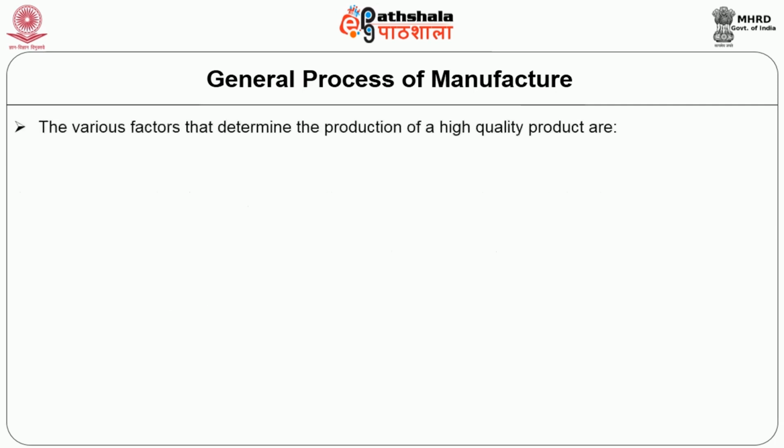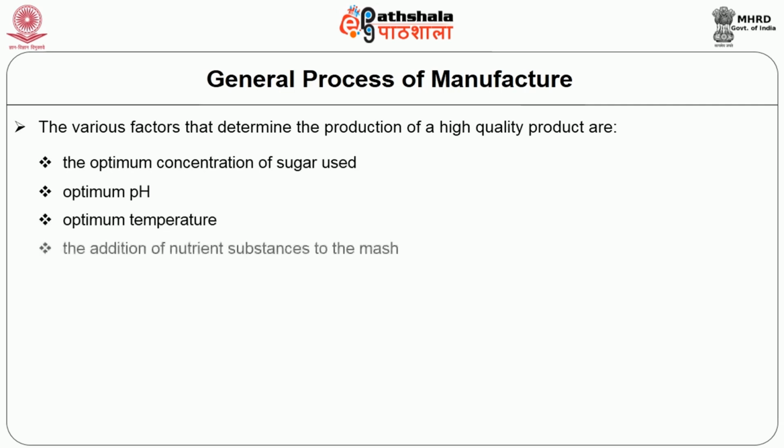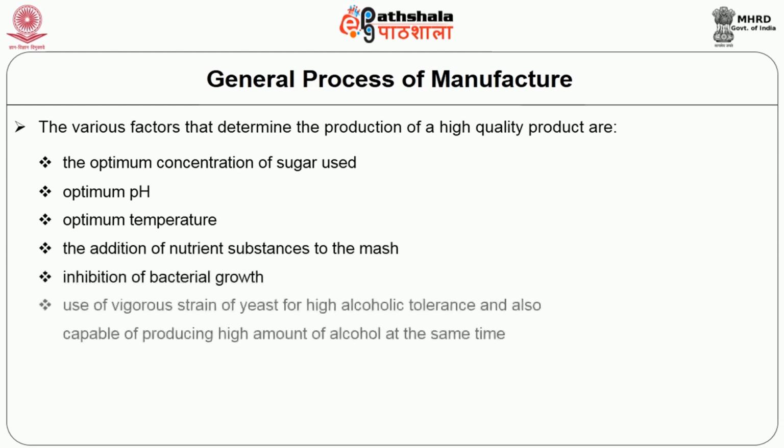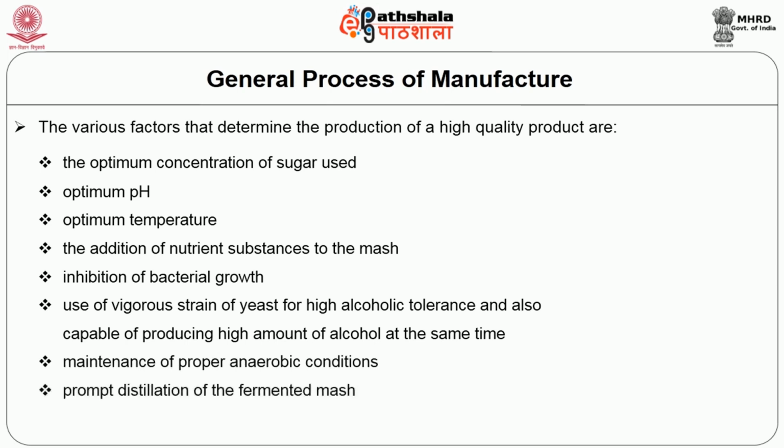The various factors that determine the production of a high quality product are the optimum concentration of sugar used, the optimum pH, optimum temperature, the addition of nutrient substances to the mash, inhibition of bacterial growth, use of a vigorous strain of yeast with high alcohol tolerance and also capable of producing a high amount of alcohol at the same time, maintenance of proper anaerobic conditions, and prompt distillation of the fermented mash. This entire process is shown in the diagram.